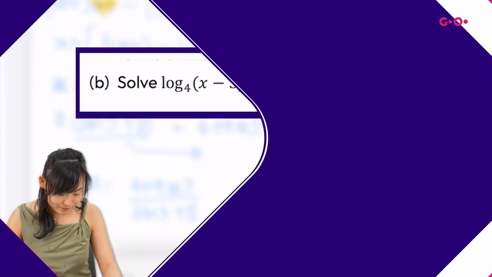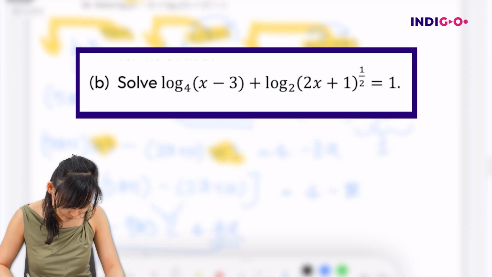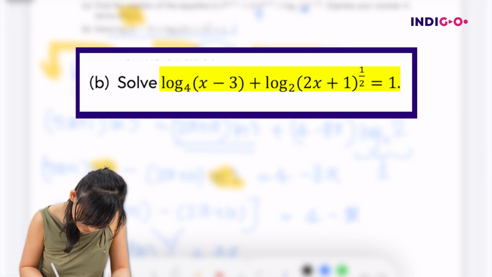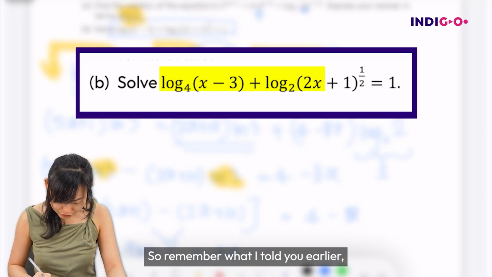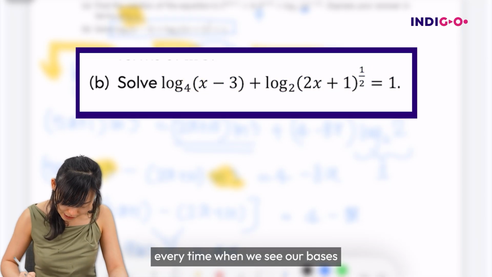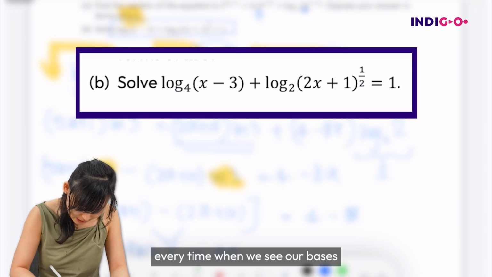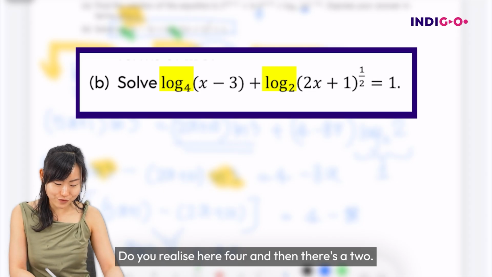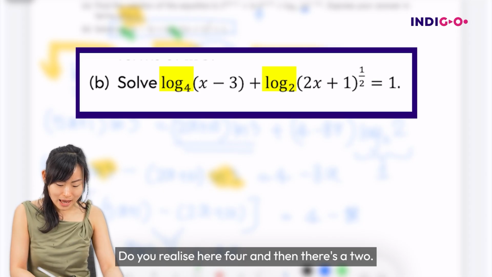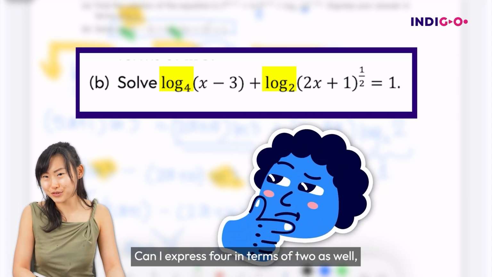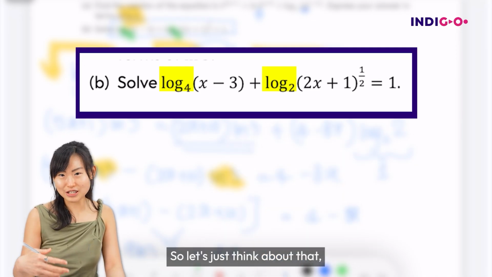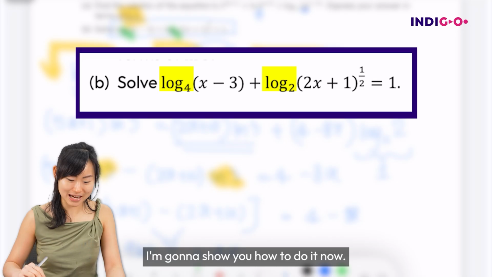Now moving on to part B, it says that we need to solve this equation here. Remember what I told you earlier: every time we see different bases, we try to make them look the same. Do you realize here there's a 4 and then there's a 2? Can I express 4 in terms of 2 as well and maybe use some sort of change of base rule? Just think about that. I'm going to show you how to do it now.